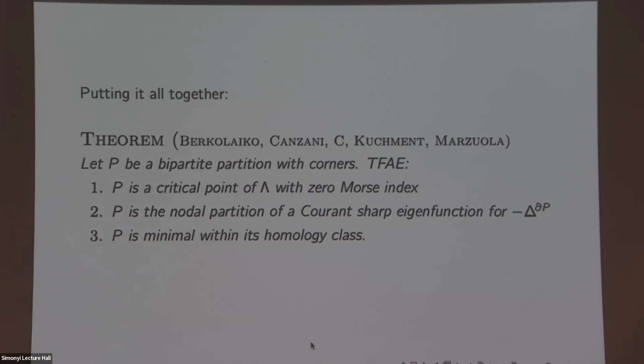And again, for a non-bipartite partition, this homology class doesn't contain all other K partitions. It's a proper subset. And that's why this minimization problem is so much more difficult in the non-bipartite case.